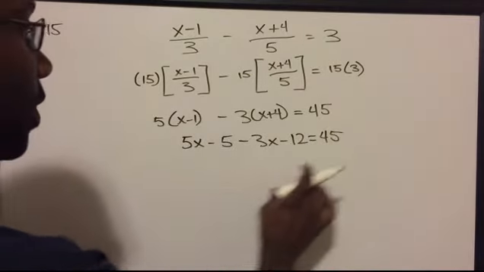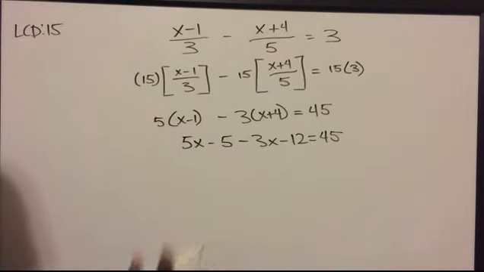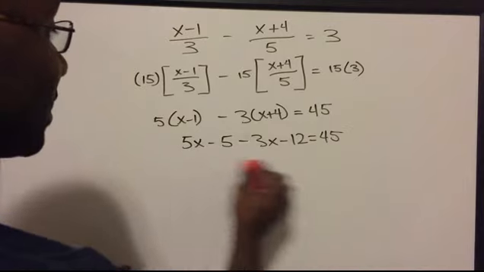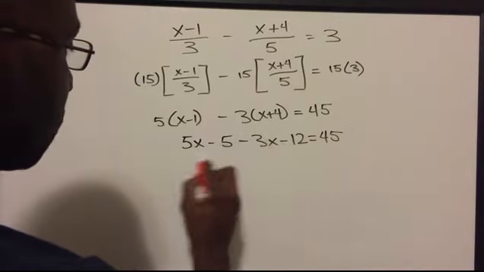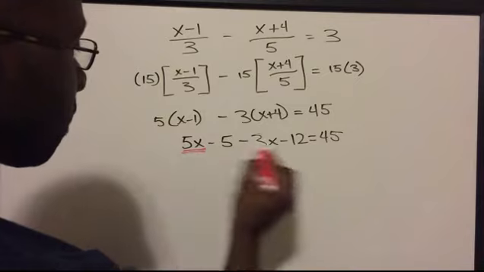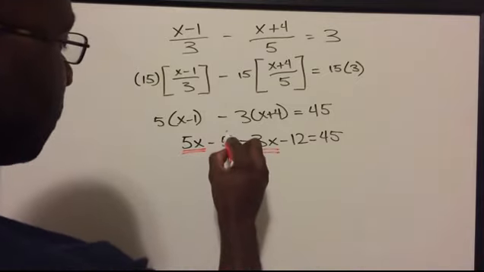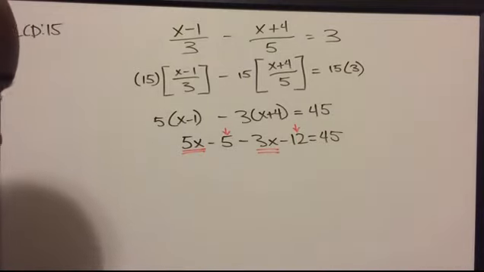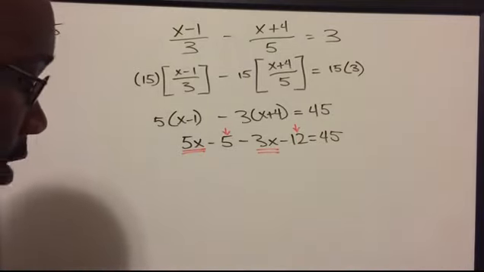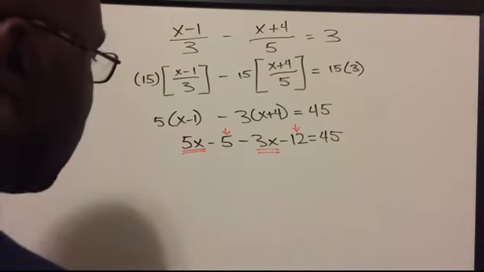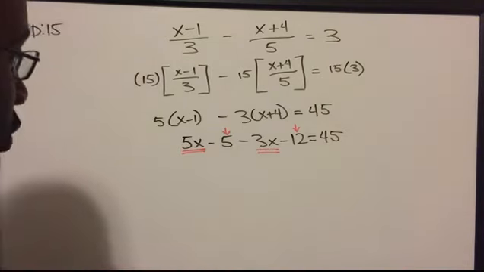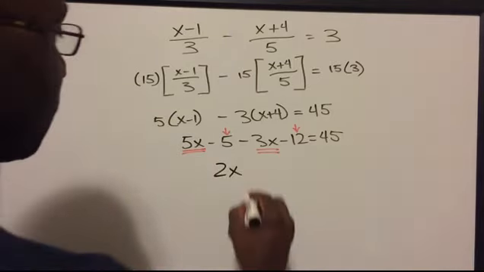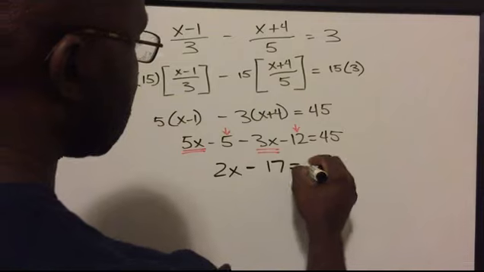So instead of moving things over to one side and moving things over to the next, first let's figure out what we have that are like terms on this side of the equal sign. Well, we have 5x here, 3x here, and then we have 5 and we have 12. So let's deal with those things first before we move anything from one side to the next. And we know that 5x minus 3x, that's 2x. Then we have minus 5 minus 12, that's minus 17, is equal to 45.